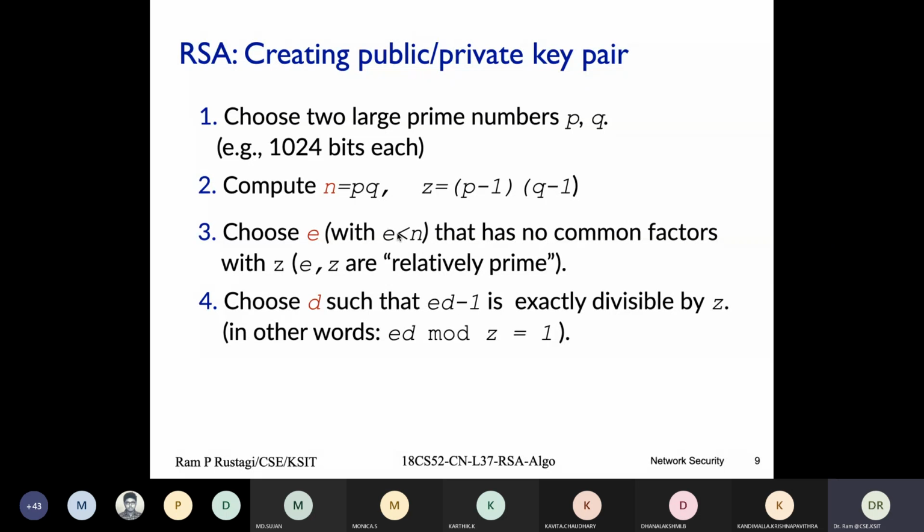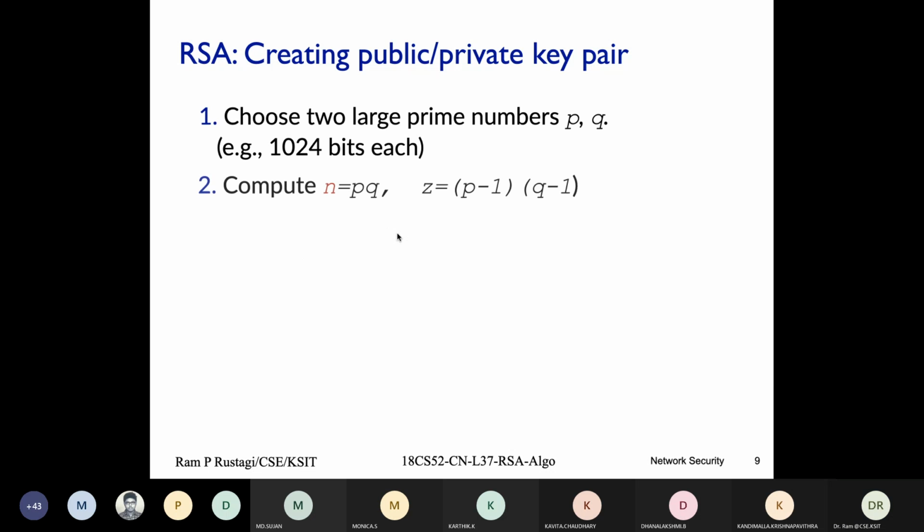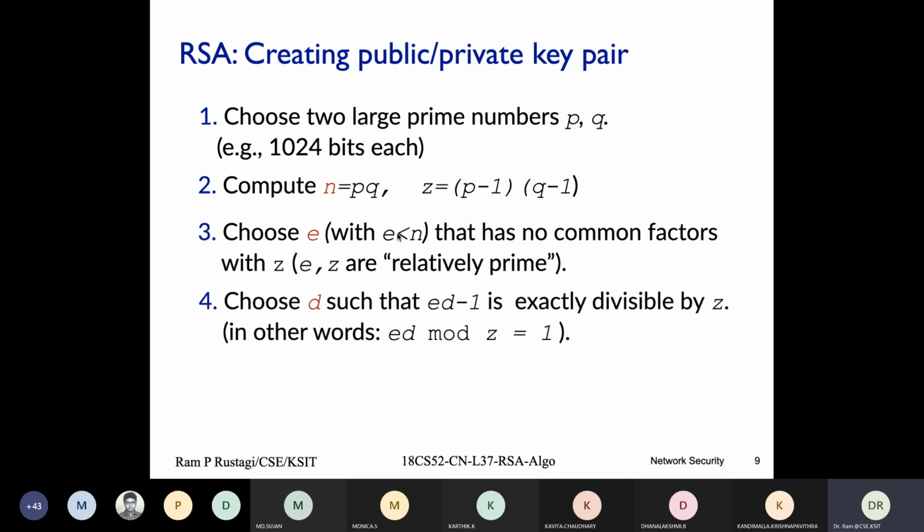When we say relatively prime to Z, that basically means that n is not a prime number. Z is not a prime number either, because Z is a multiplication, and n is a multiplication. So neither n nor Z is a prime number. But you're saying choose E less than n such that E is relatively prime to Z. So relatively prime to Z means E has no common factor.